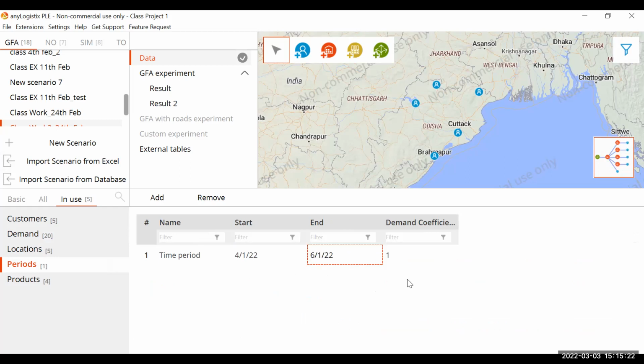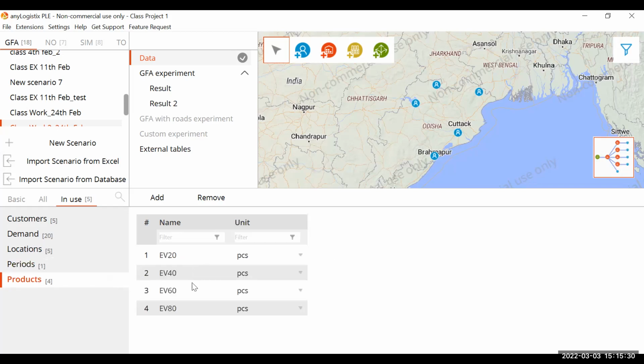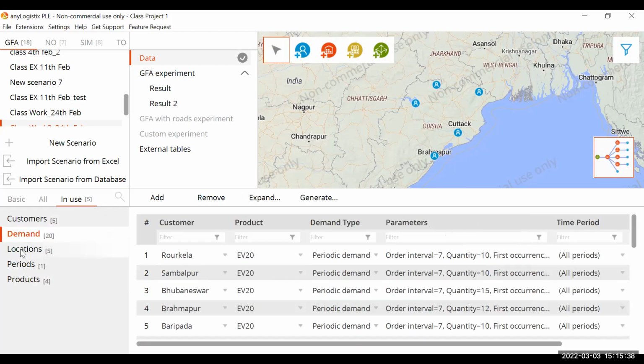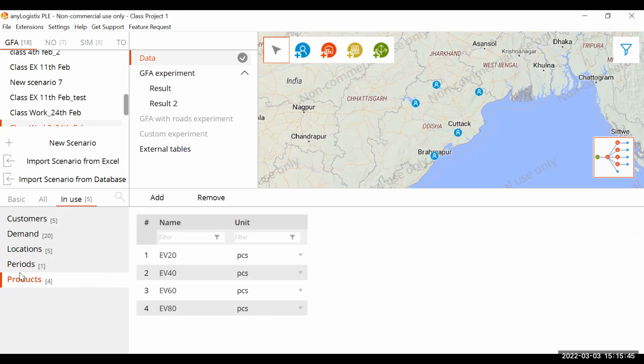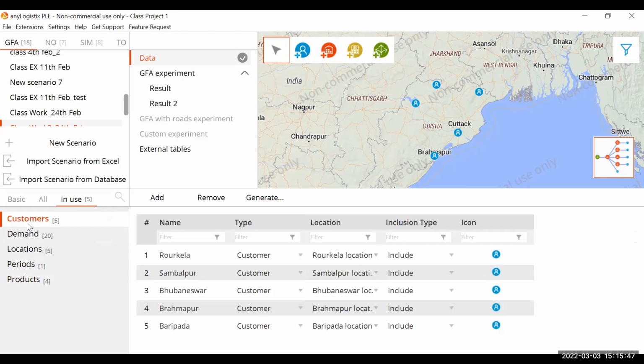I hope all of you remember what is demand coefficient. Demand coefficient takes care of seasonal demand variation, right? Then products, I have these 4 products, CP 20, 40, 60, 80, right? If you remember, this is exactly the same as the exercise you have done, right? So I have 5 customers, 5 into 4 products means 20 different types of demand.